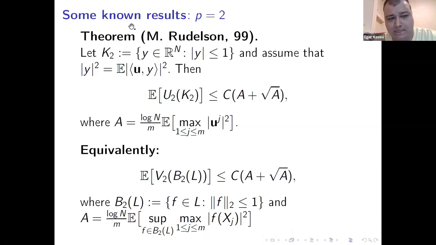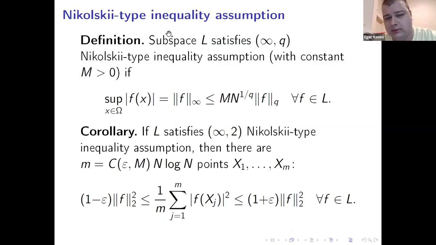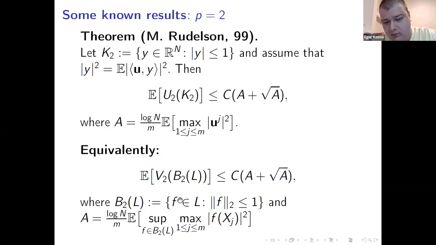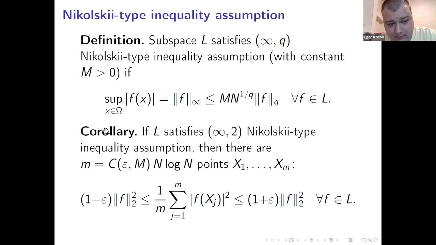And what is this assumption? This is actually the Nikolsky type inequality assumption. By definition, we say that a subspace L satisfies the infinity-q Nikolsky type inequality assumption with some constant if the supremum of the function is bounded by some constant multiplied by a power of the dimension and multiplied by the L_q norm for any f in our subspace L. And when q is 2, this is the type of assumption that we assume here to obtain the discretization result for the L2 norm of order N log N. So this is the simple idea of what we further do in the talk.